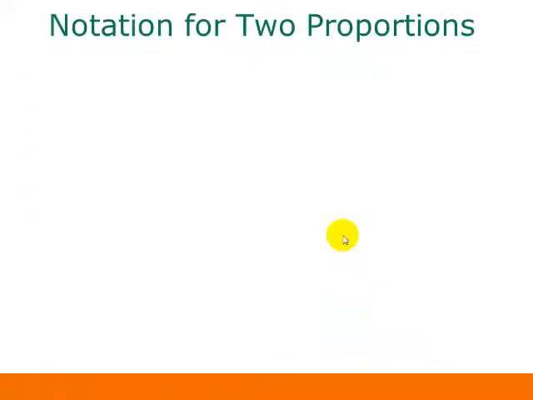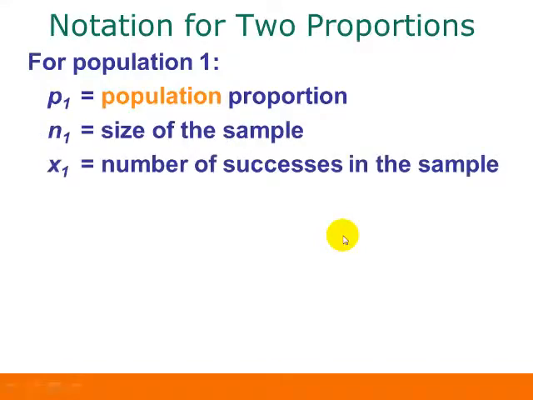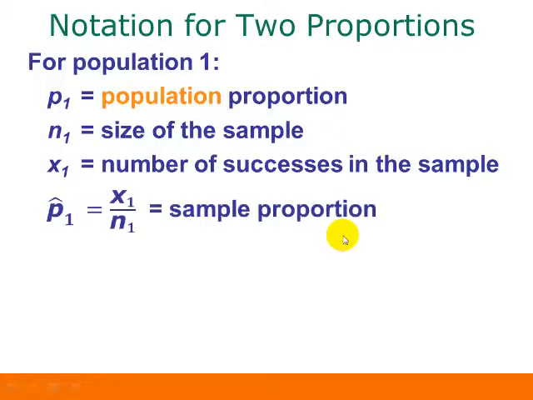Now, our notation for two proportions is going to be a lot like the notation for one proportion, only now we have two populations and two samples, so we use subscripts to tell the difference between them. So for population 1, we have P sub 1, which is our population proportion, N sub 1, which is the size of the sample, X sub 1 is the number of successes in the sample, and P sub 1 hat is X sub 1 over N sub 1, which is the sample proportion.